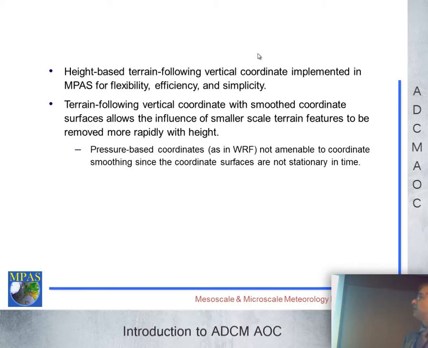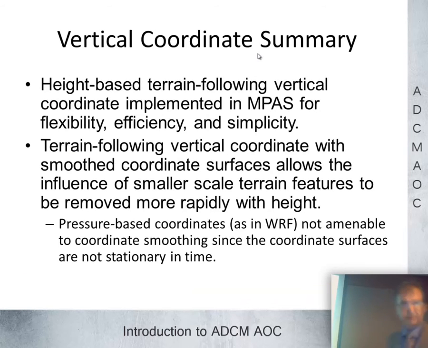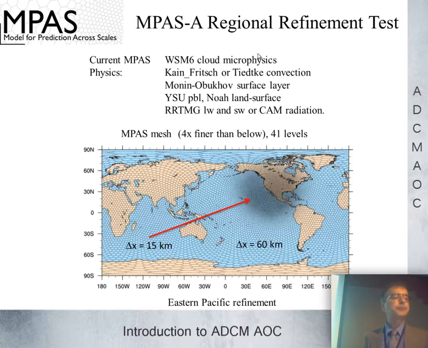The terrain-following vertical coordinate with smooth coordinate surfaces allows the influence of smaller-scale terrain features to be removed more rapidly with height. Note that pressure-based coordinates, such as in WRF, are not amenable to this kind of coordinate smoothing. So this was one of the advantages of going back to the height coordinate, to be able to do this kind of thing with the coordinate. Now I'll show some results from MPAS.